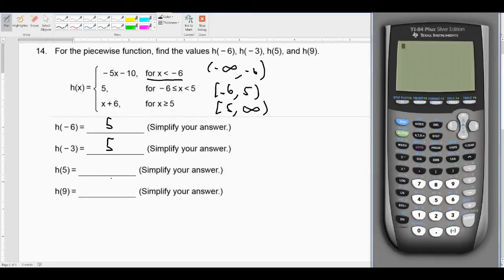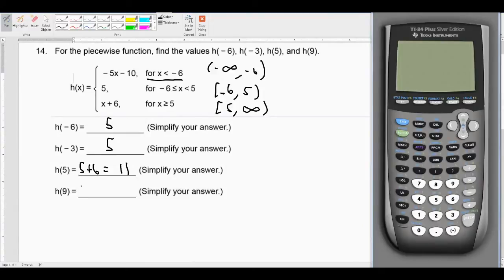Now for h of 5, we want to find where x is 5. And since it's equal to 5 here, what we're going to do is replace the x with a 5 and find 5 plus 6. I probably should be using correct notation. In fact, I'm just going to do it right here. So it's going to be x plus 6, that's the piece of the function we're going to use, and replace the x with a 5. And 5 plus 6 is 11.